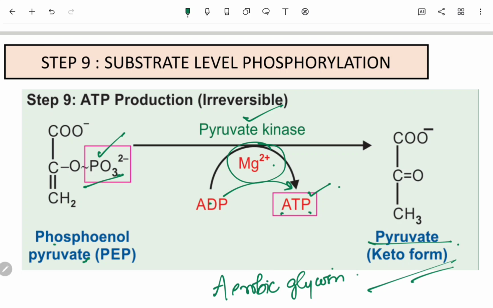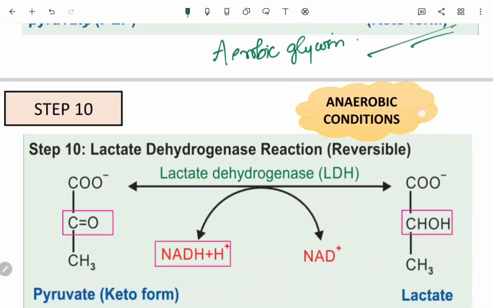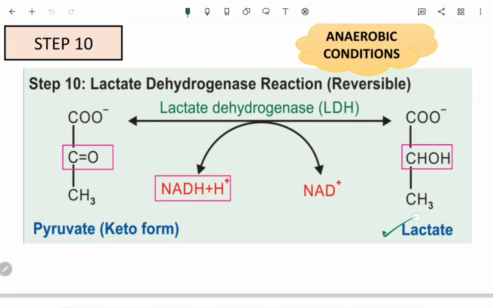Okay, now what happens in anaerobic conditions? In anaerobic conditions, this pyruvate gets converted to lactate in the presence of the enzyme lactate dehydrogenase, and there is involvement of the coenzyme NADH. This happens only in anaerobic conditions. Pyruvate is converted to lactate.